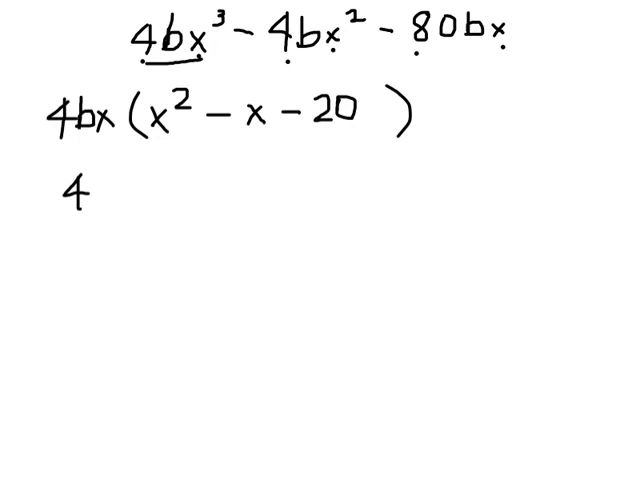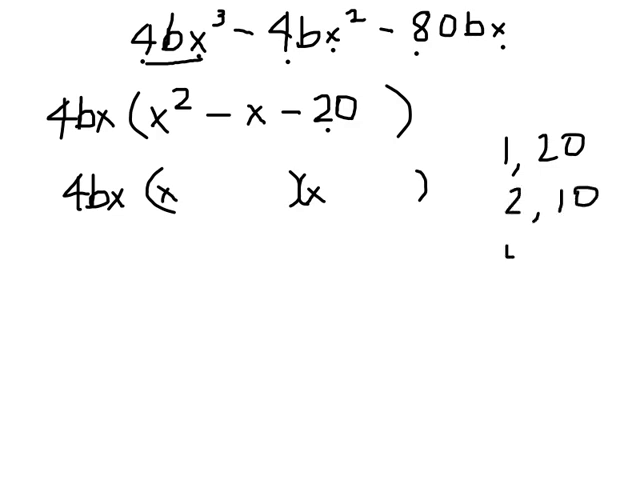I'm going to leave the 4bx on the outside. I'm going to go to my two parentheses, and I'm going to say, okay, x times x. The factors of 20, well, they're 1 and 20, 2 and 10, 4 and 5. Which one of those pairs is going to be able to be manipulated in such a way that I could end up with 1, because this is a 1 here? Well, obviously it's the 4 and 5.